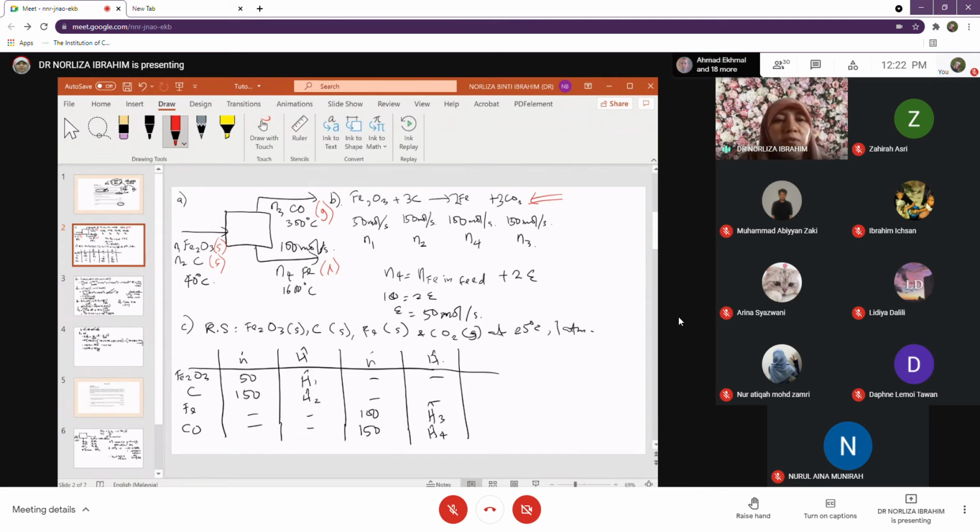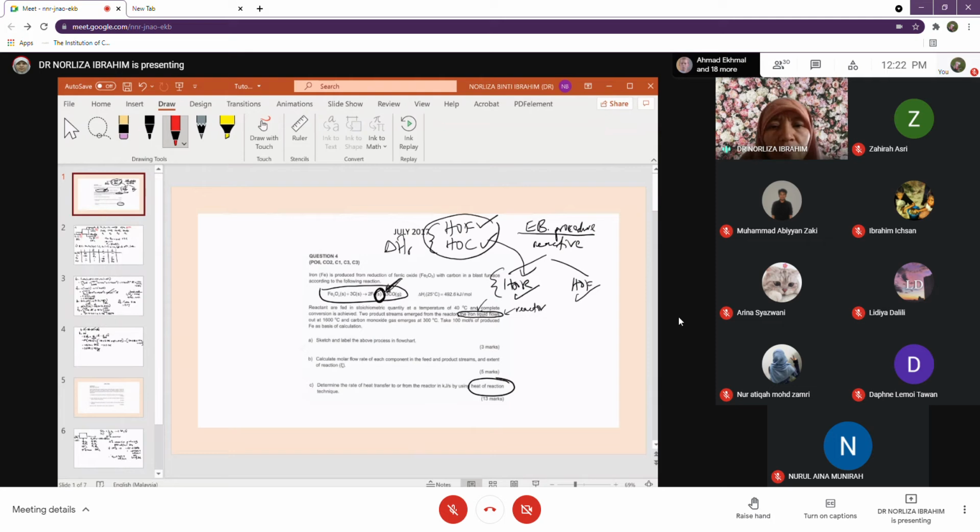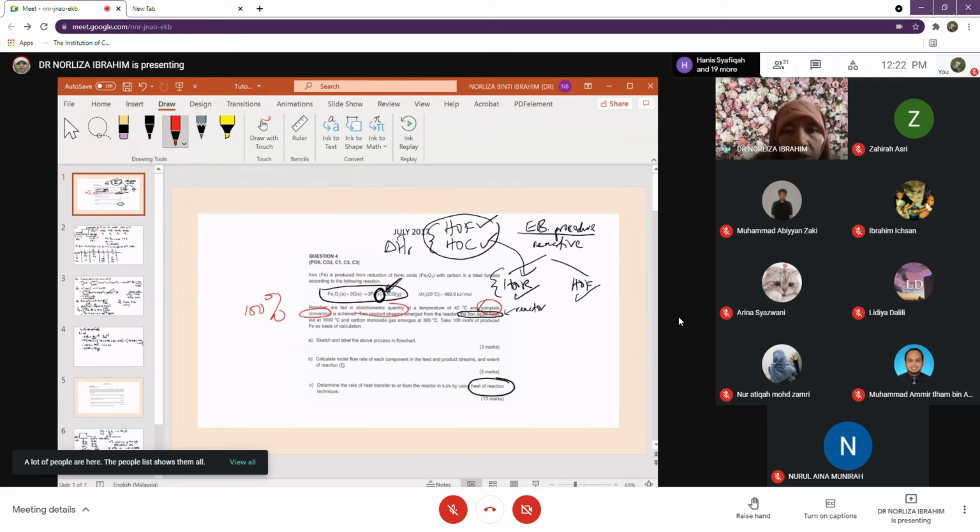For this one, this is very straightforward because you have 100% conversion, complete conversion, and also stoichiometric quantity.